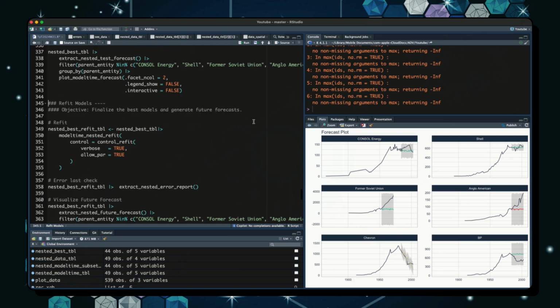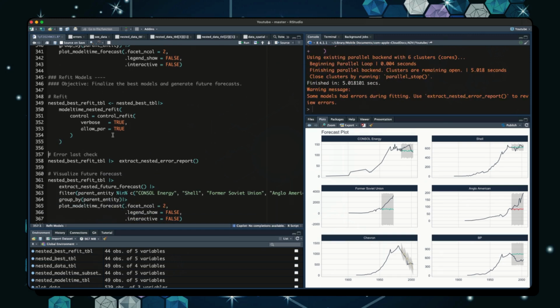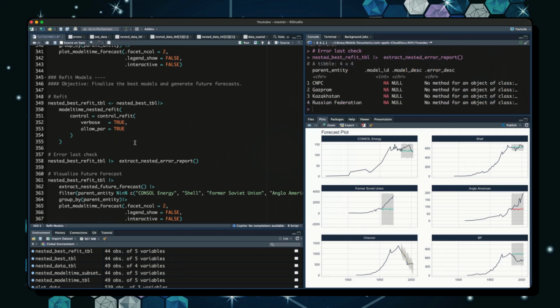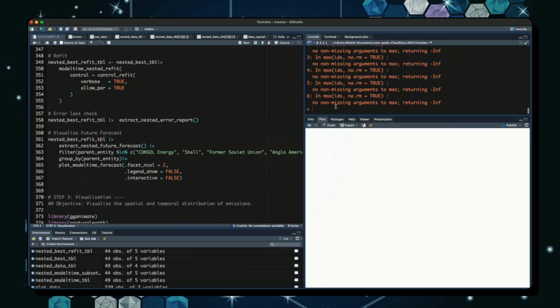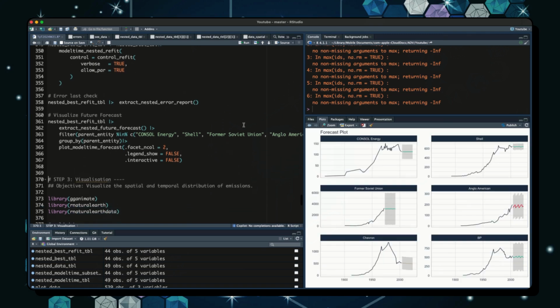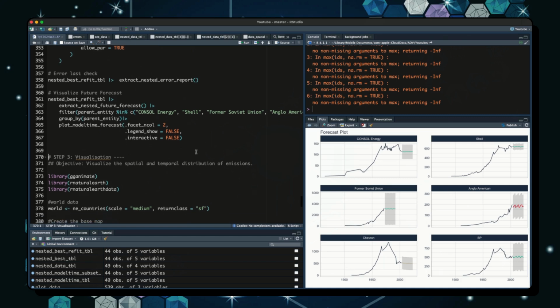But for today, let's move on to refit this, because our goal is to finalize, and there we go. We have the predicted next 20 years of the model that we had selected. Clearly not perfect, but it shows you how this is done.